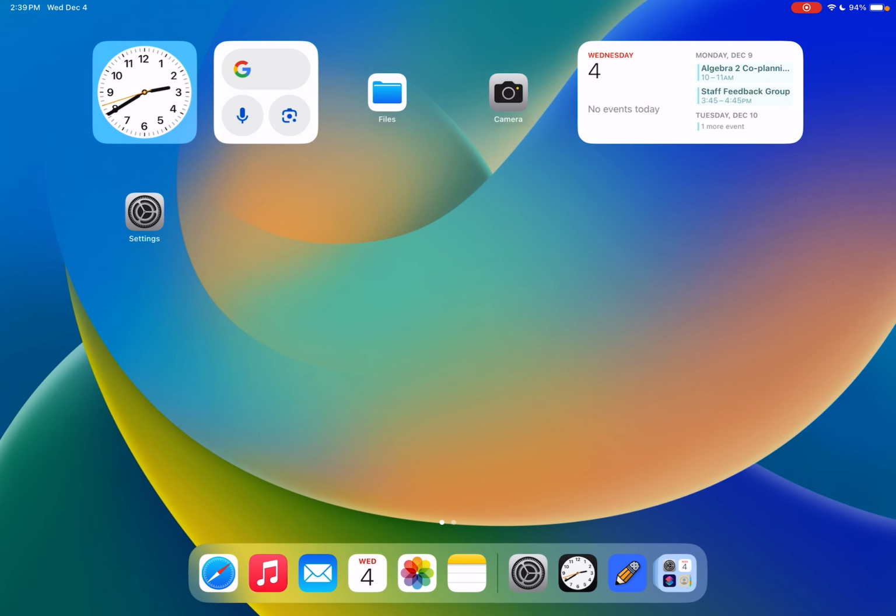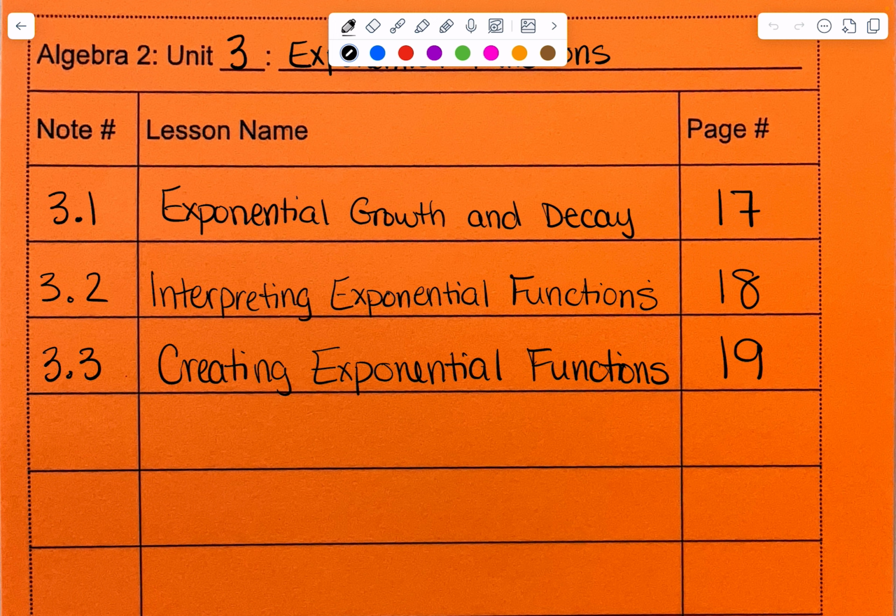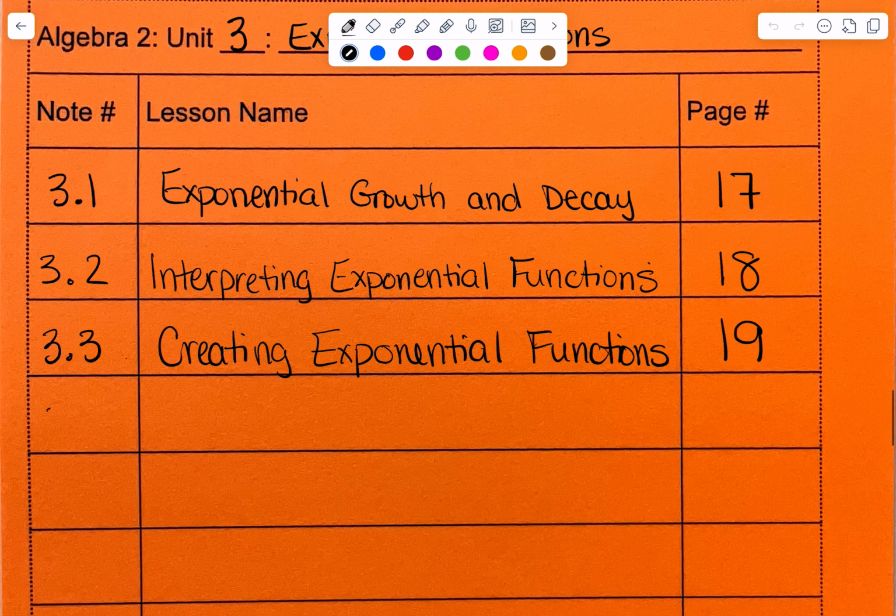Alrighty, everyone. So today we are going to be looking at finishing up our Unit 3 exponential functions unit with a set of notes focused on how we now use exponential functions. Since we have learned about growth and decay, we've learned how to interpret the different parts of a function. We've learned how to create exponential functions from a word problem. So now we're going to go through and actually use those functions we've created.